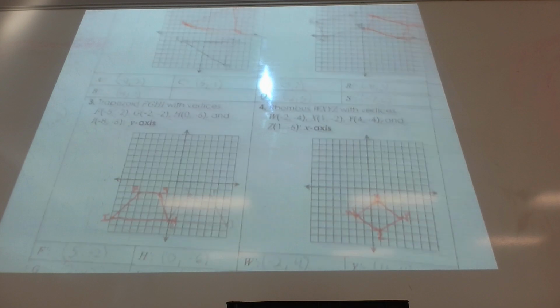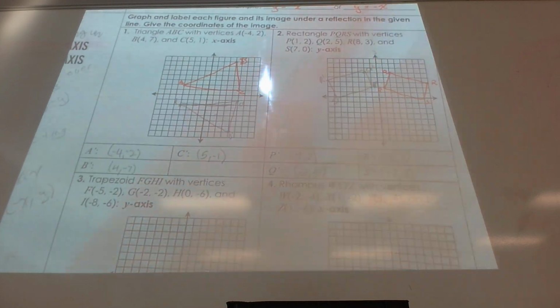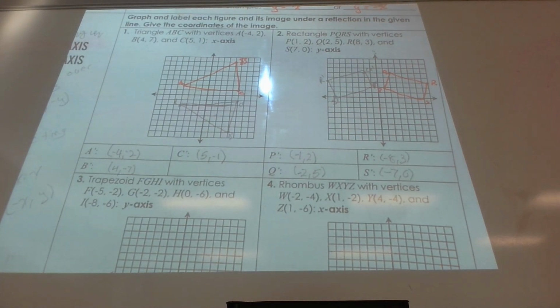Okay, now if we take a look, these are already worked out, but I'm going to talk you through it. Okay, it says graph and label with the coordinates and reflect over what you're told. So this one gives you the coordinates. It says reflected over the x-axis. So the original is in red, and it says reflected over the x-axis.